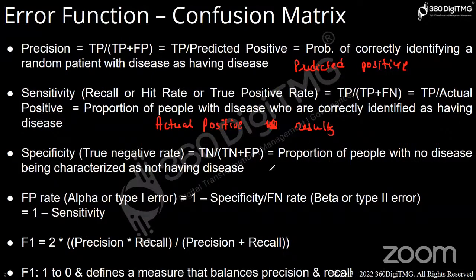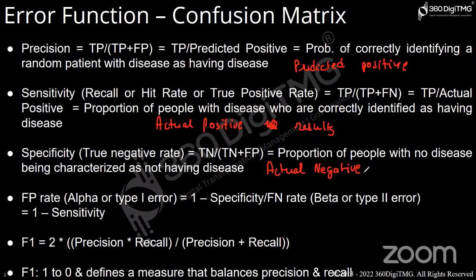So here we are checking for the actual negative values, that how many of the results that were actually negative are predicted as negative. Okay, so if a negative result is predicted as positive, it is known as false positive. So here we are trying to find the actual value of how many of the negative results were actually predicted as negative.